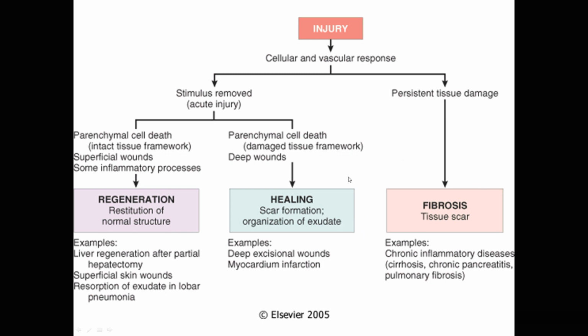How is it possible to evaluate and make a prognosis about the outcome of a chronic inflammatory response? If the stimulus is removed, regeneration or healing by scar formation may be observed. However, in persistent tissue damage as observed in chronic inflammation, fibrosis with tissue scar formation is unavoidable. Chronic inflammatory diseases are characterized by fibrosis, for example, cirrhosis of the liver, pulmonary fibrosis.